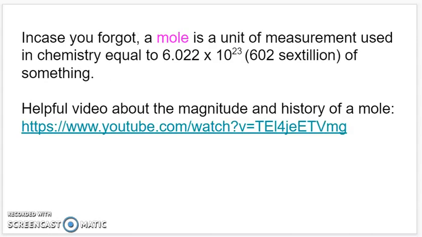Now, a mole is one of the most important units in chemistry. And it's a unit much like grams or meters or liters, but it is also a unit of counting. A mole is equal to exactly 6.022 times 10 to the 23, or 602 sextillion, of something. It's kind of like saying you have a dozen donuts, but this time you have a mole of atoms, and the number is incredibly massive.